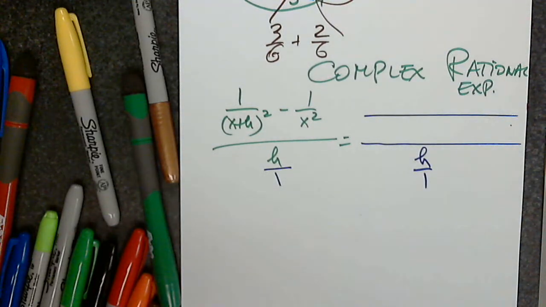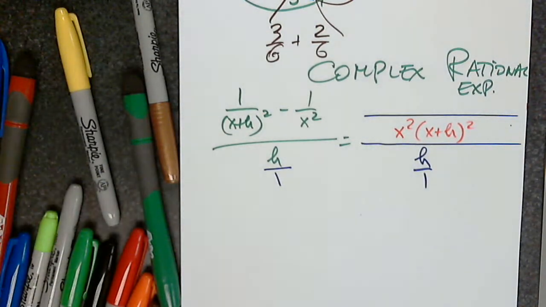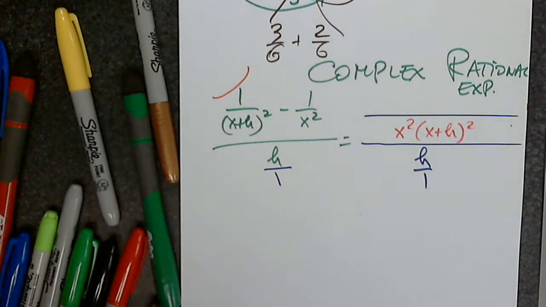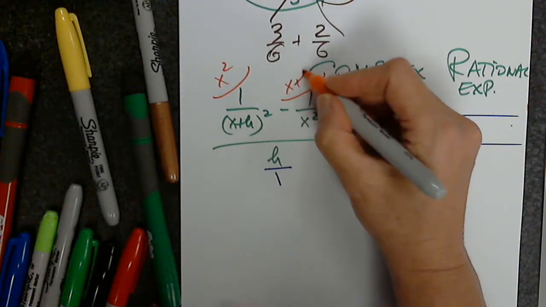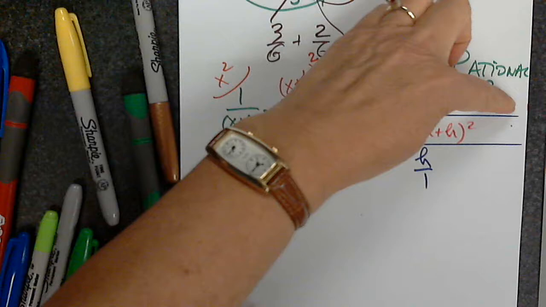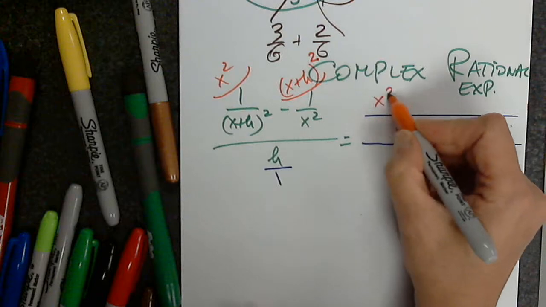X squared times x plus h squared. Absolutely, because they don't have anything in common. True. Okay, like just the previous example, what will I do next? What am I multiplying the numerator by? That was going to be x squared. Excellent. And what will I multiply this by? x plus h. Excellent. Squared. Perfect. So can anyone dictate this initial step for the numerator? X squared minus x plus h. Excellent. Thank you very much.